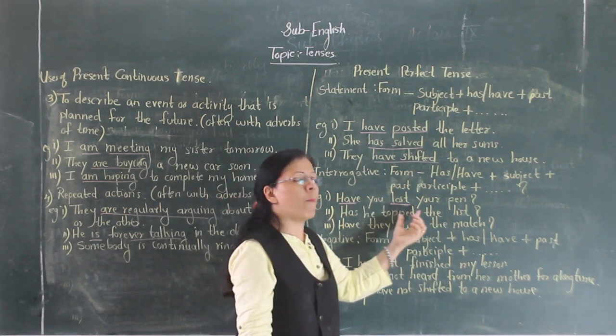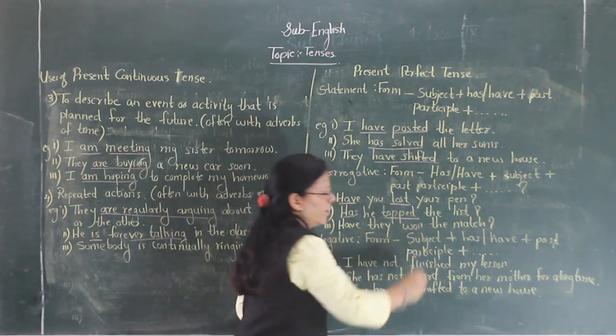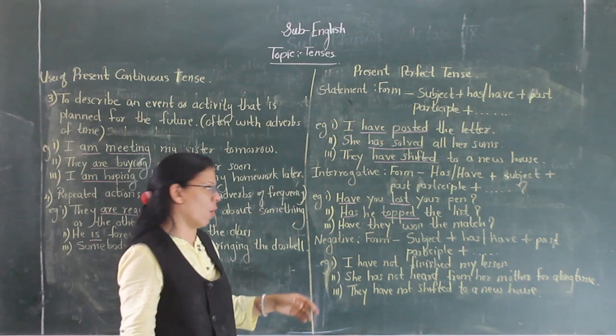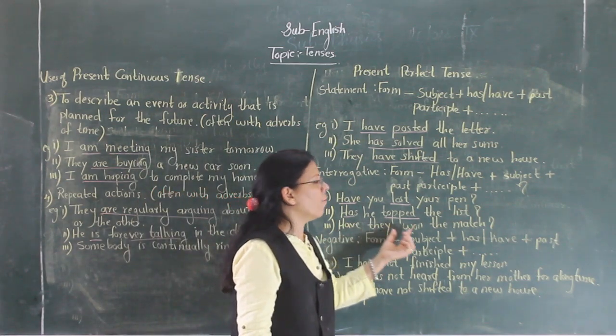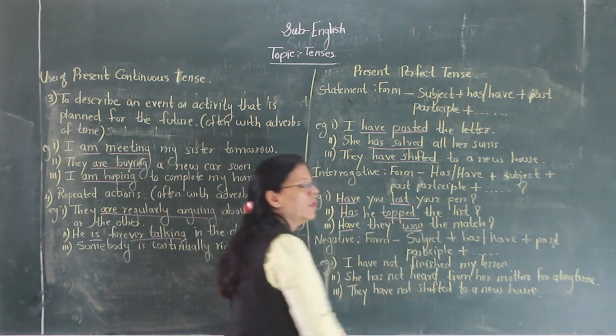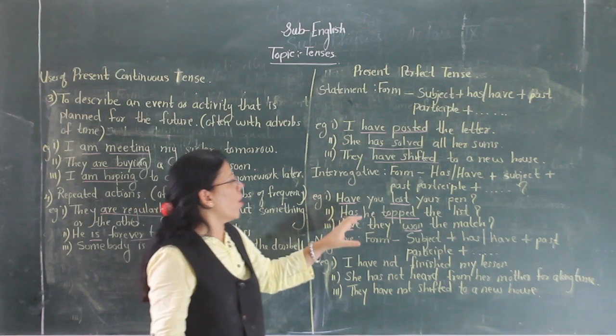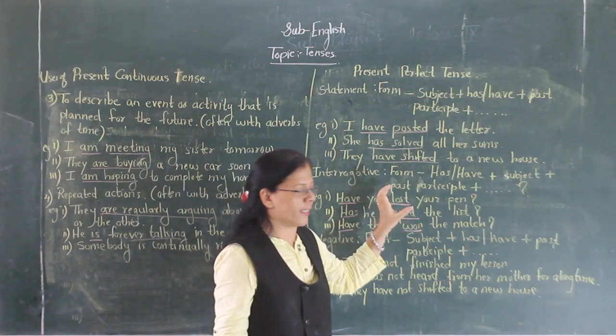Has he topped the list? Topped, has topped. Topped, topped, topped. Have they won the match? Have won. Win, won, won. So this is the format of interrogative sentence.